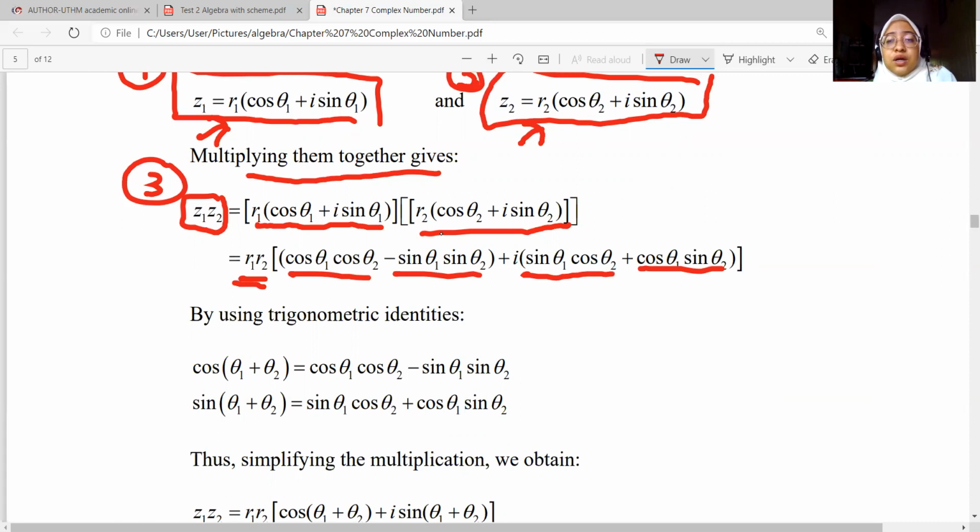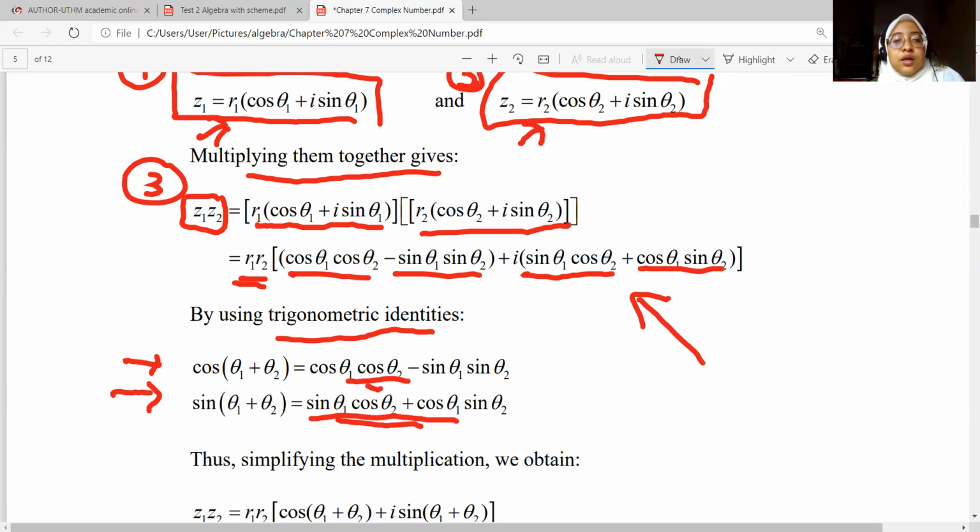This is a bit long, but we can use trigonometric identities. By using trigonometric identities, we know that cos of theta 1 plus theta 2 is equal to cos theta 1 cos theta 2 minus sin theta 1 sin theta 2, and sin of theta 1 plus theta 2 is equal to sin theta 1 cos theta 2 plus cos theta 1 sin theta 2.